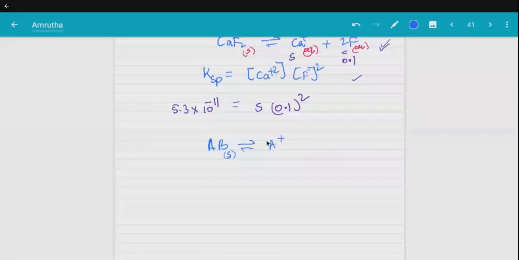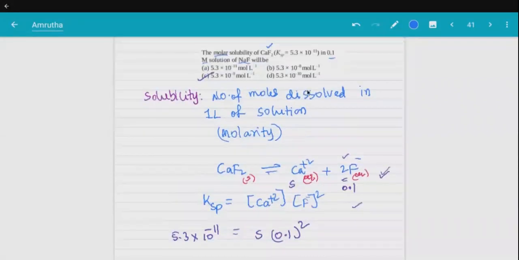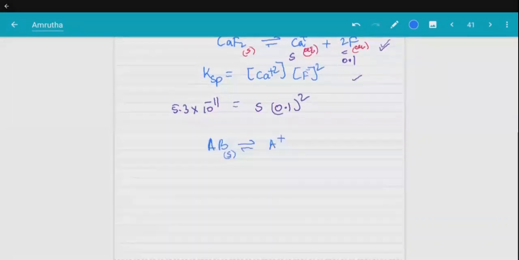Solubility means a salt is soluble in a solution. Salt is soluble in water or any other solvent. So that is called solubility. Look at this definition: how many moles dissolve in 1 liter of solution? A solid dissolved in liquid, the liquid is the solvent, the solid is the solute. So the solid gives A plus.